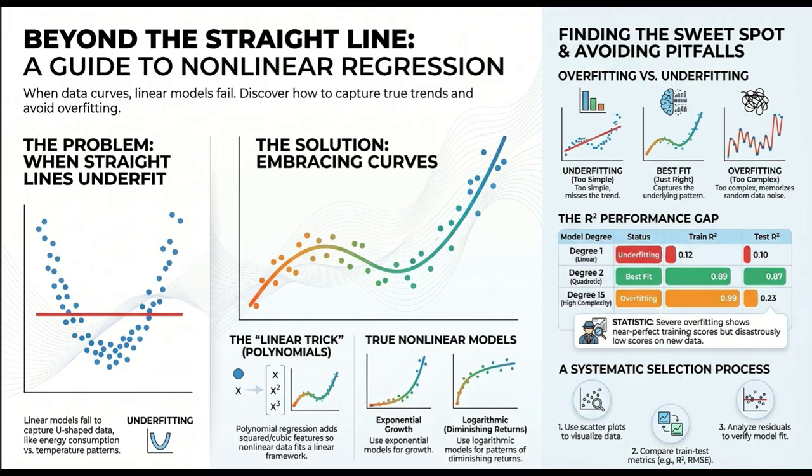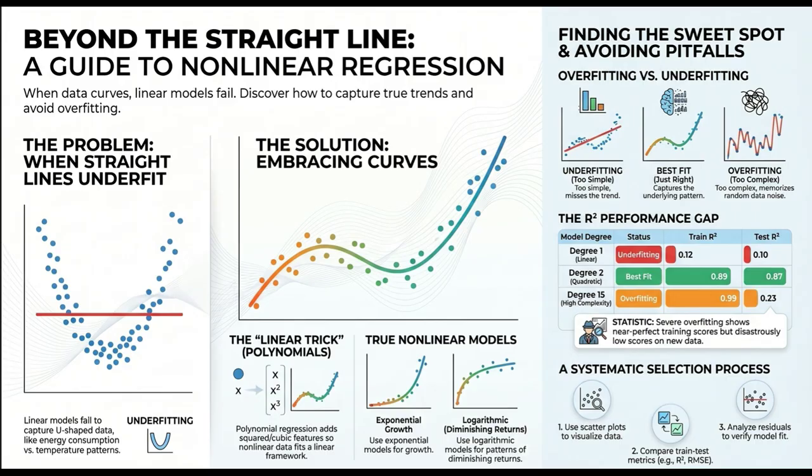The section now: when lines fail. Let's start by looking at the first panel, showing a scatter plot of a building's energy consumption against the outside temperature. Notice this distinct U-shape. At mild temperatures, energy use is low, but it spikes when it's very cold due to heating or very hot due to air conditioning.